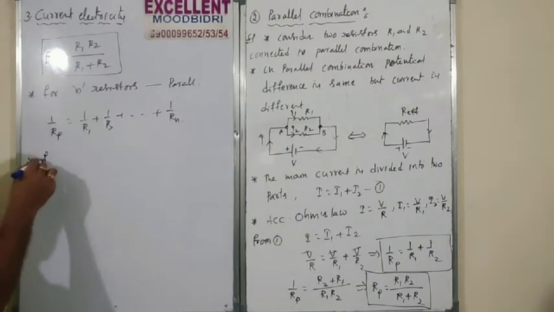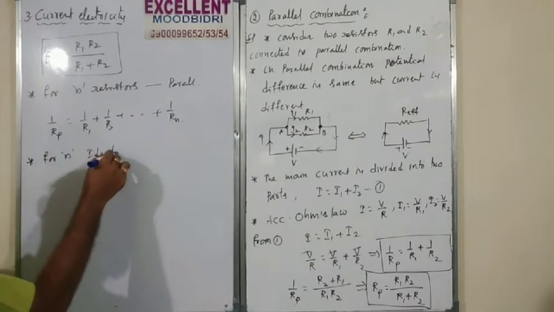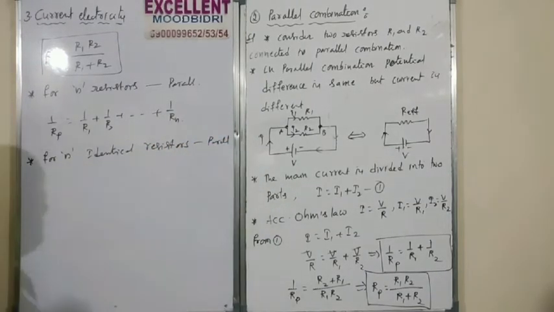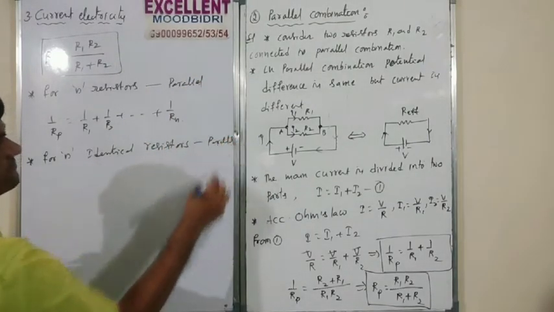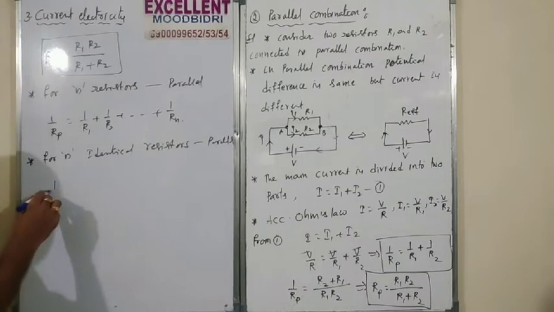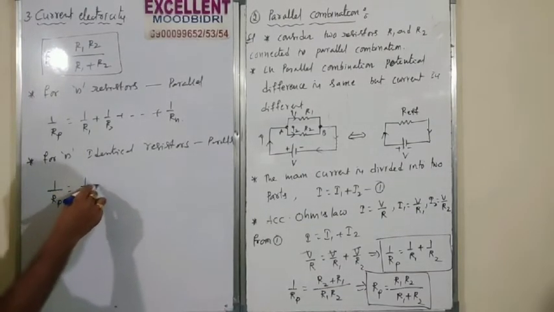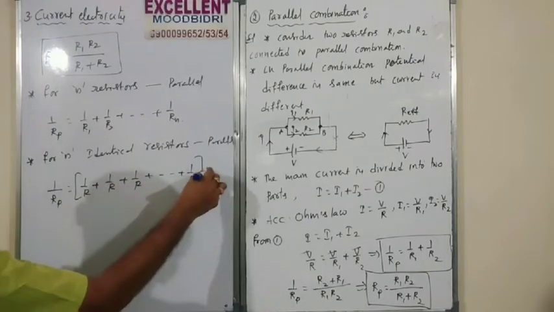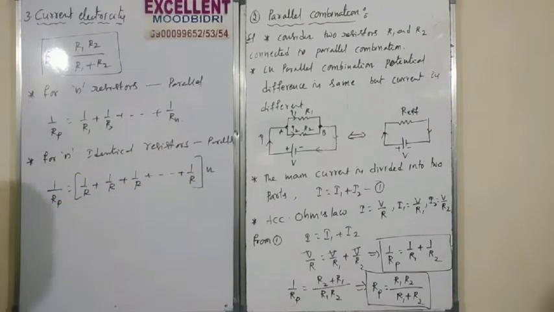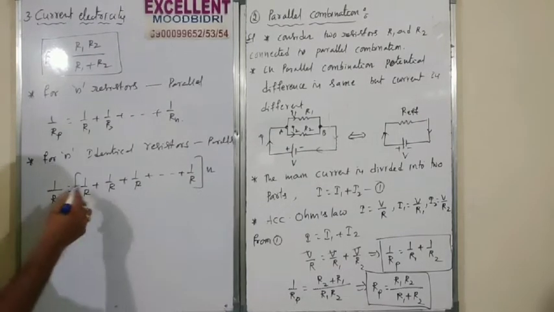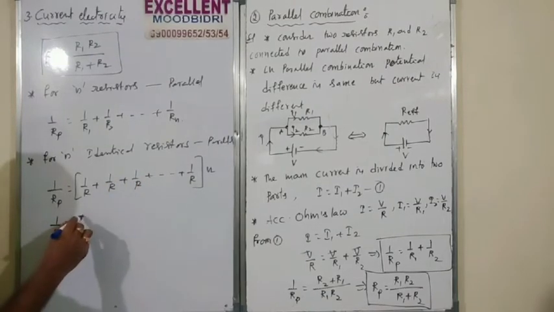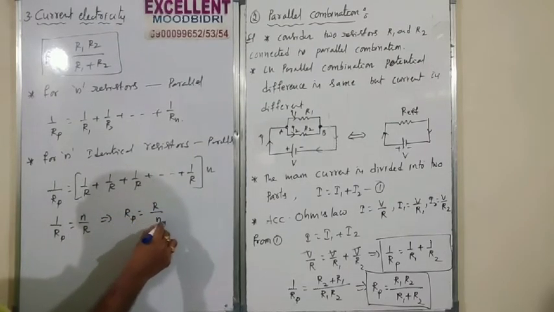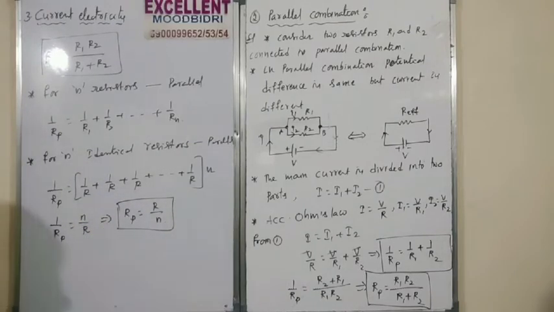Similarly, for N identical resistors connected in parallel combination, what is the effective resistance? 1 by Rp is equal to 1 by R plus 1 by R plus 1 by R plus, so on, how many times? N times. N resistors are there. So 1 by Rp is equal to 1 by R plus 1 by R, N times, so N by R. Therefore, Rp is equal to R by N. It's a very important question.